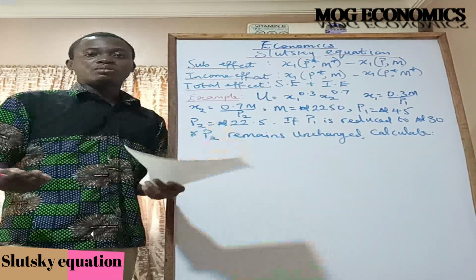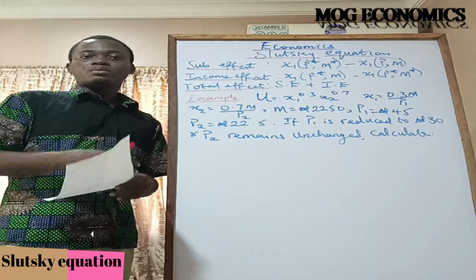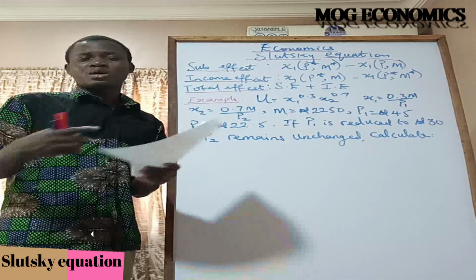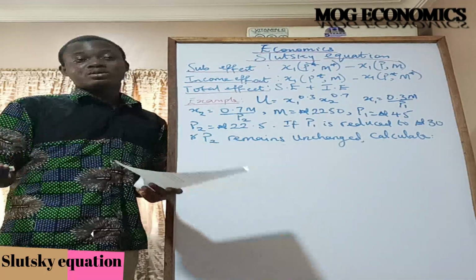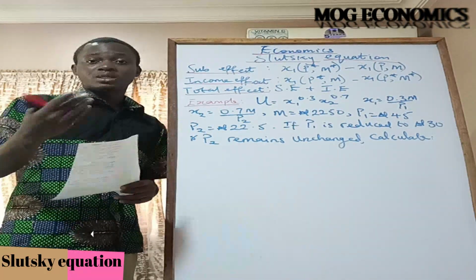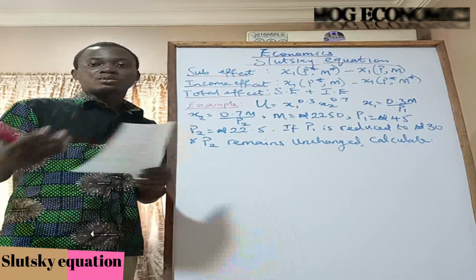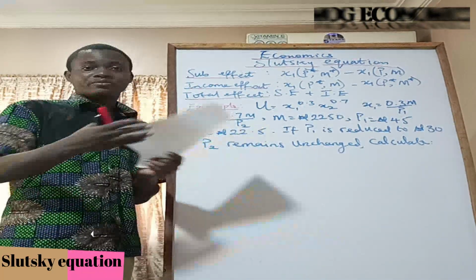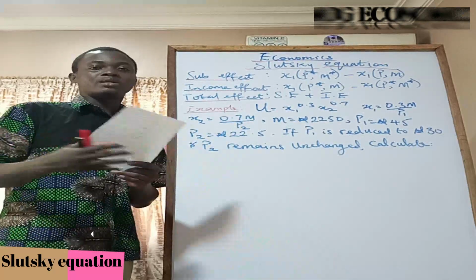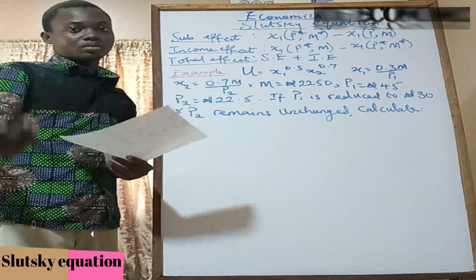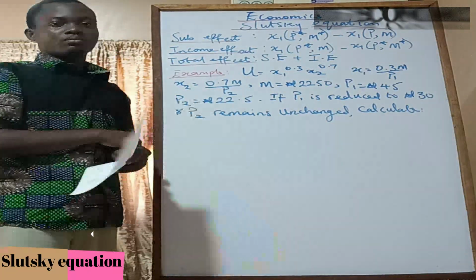But if you look at the income effect, it talks about the change in the pattern of demand for two products due to a change in real income. So the income of the consumer has changed, and then how will the demand for the two products adjust? The total effect is basically the sum of the income and the substitution effect. So let's look at calculations.